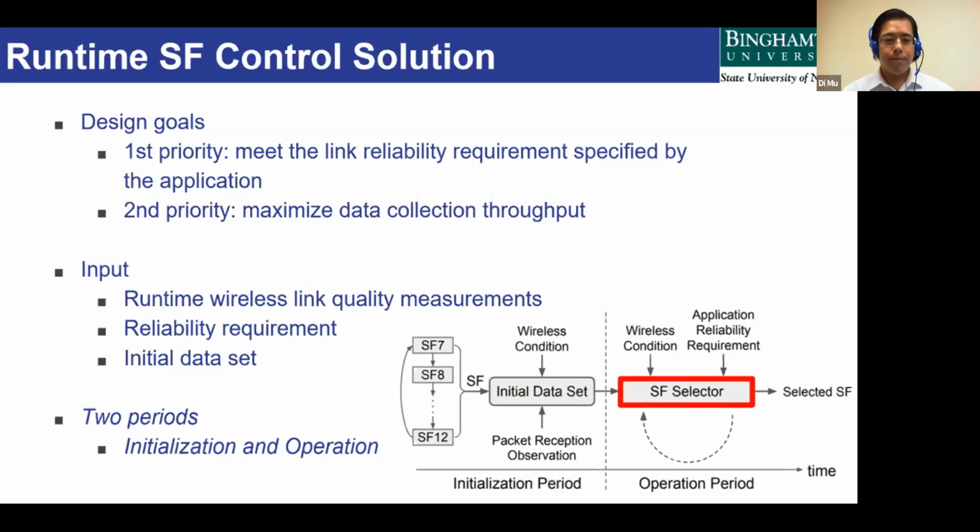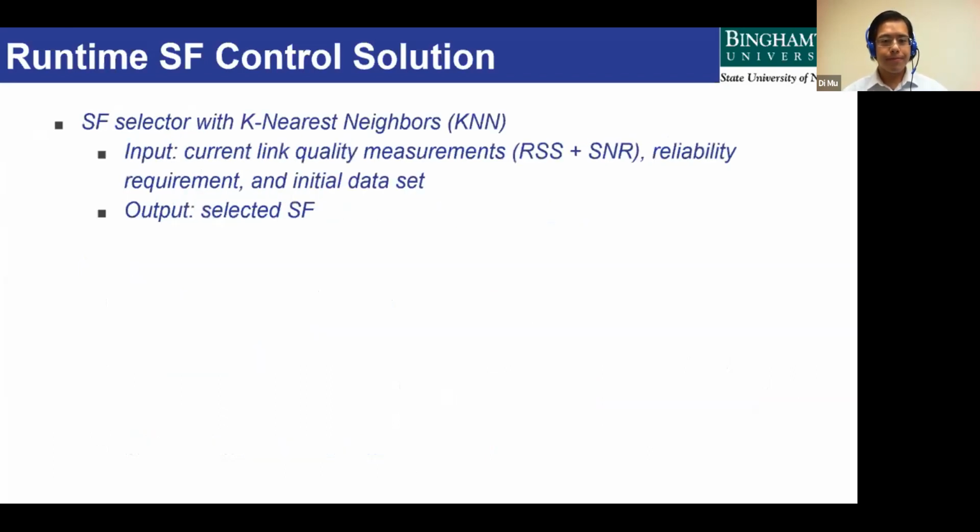The SF selector begins to periodically predict the best suited SF configuration based on the current link quality and the current reliability requirement. The SF selector employs the k-nearest neighbors, KNN algorithm, and makes SF decisions based on the wireless link quality measurements, the reliability requirement, and the initial data set.